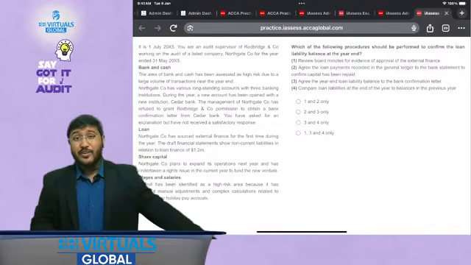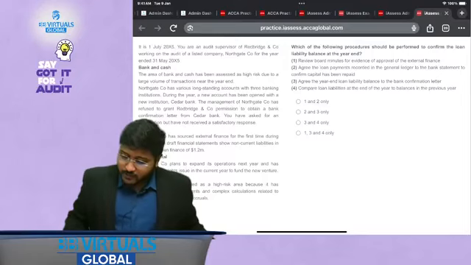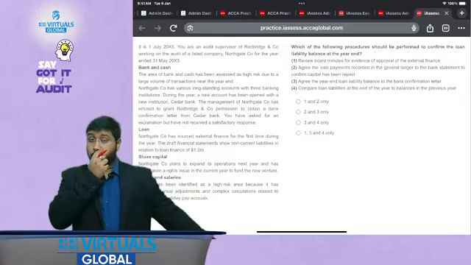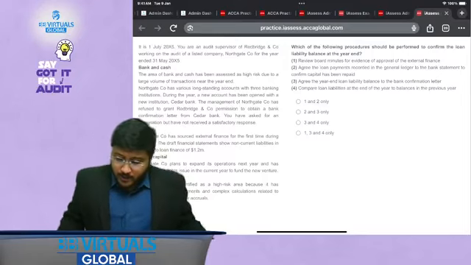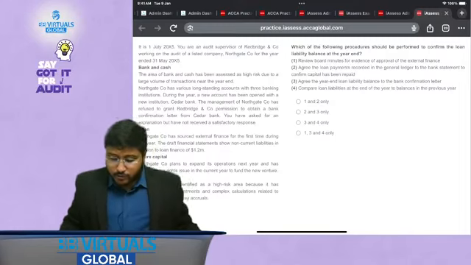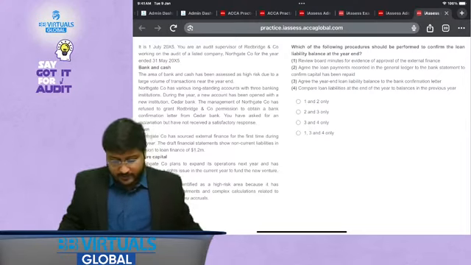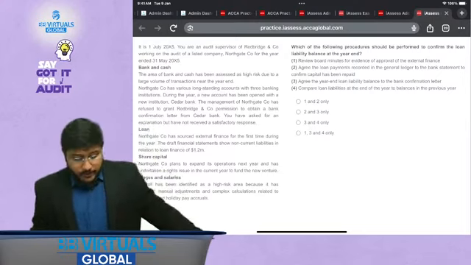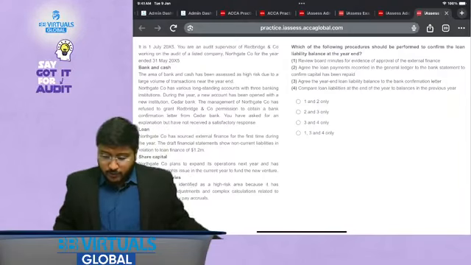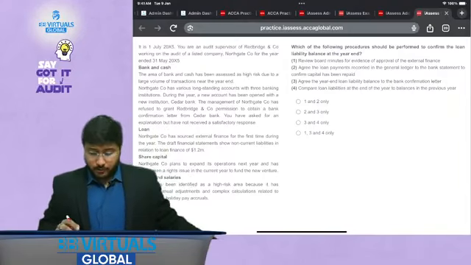Now this is something that maybe we could solve, right? So review board minutes for evidence of approval of the external finance. No, this is not for the confirmation of the balance. Agree the loan payments recorded in the journal ledger to bank statement to confirm capital has been repaid. Yes, this could be done. Agree the year end liability balance to bank confirmation letters. Yes, this could also be done, right? Then compare loan liabilities at the end of the year to balance in the previous year. Now this will confirm the opening balance, not the closing balance.